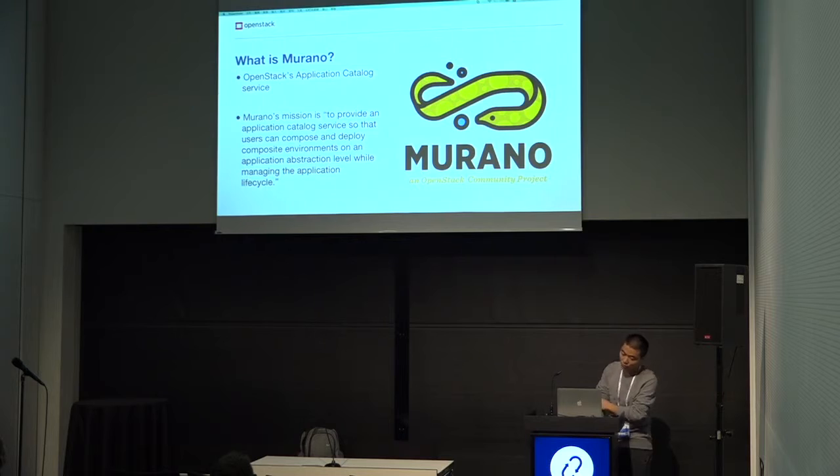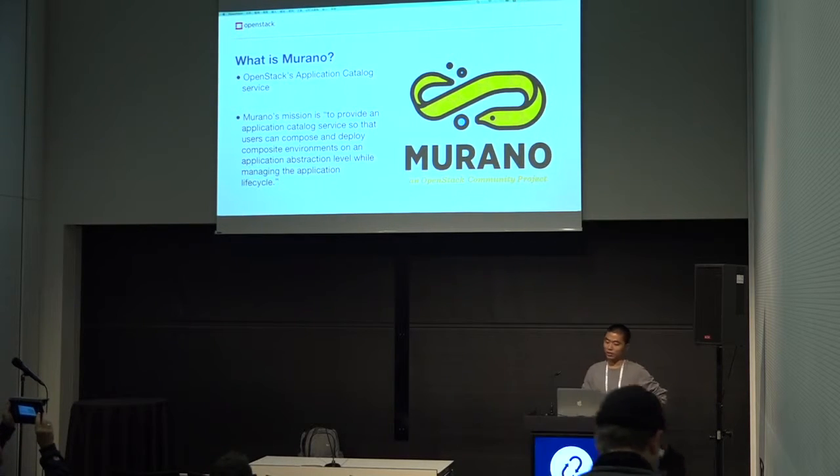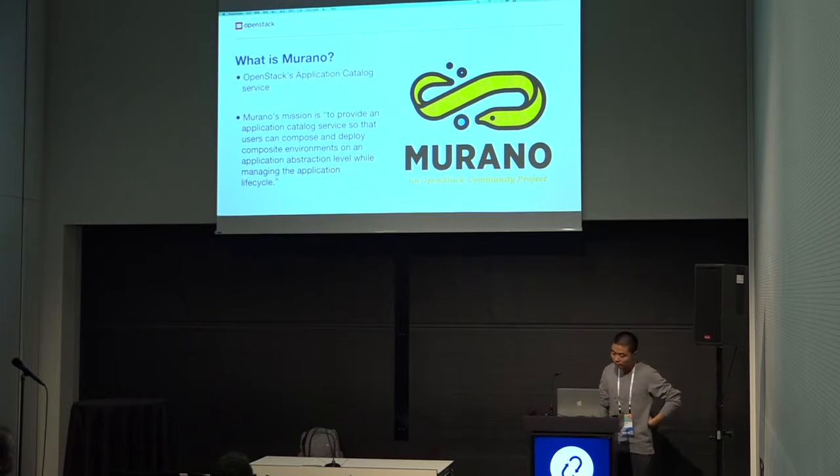First, let's introduce what is Murano. Murano is an application catalog in OpenStack. Our mission is to provision an application catalog service so that users can compose and deploy composite environments on an application abstract level while managing the application lifecycle. This is a stick about Murano.